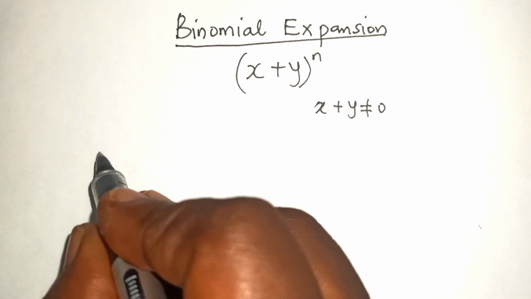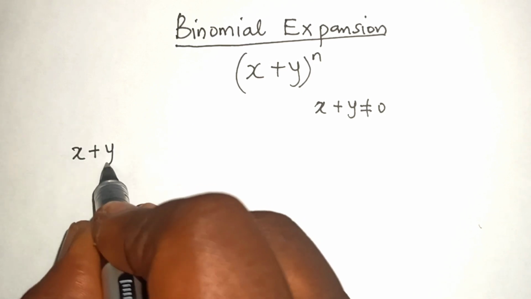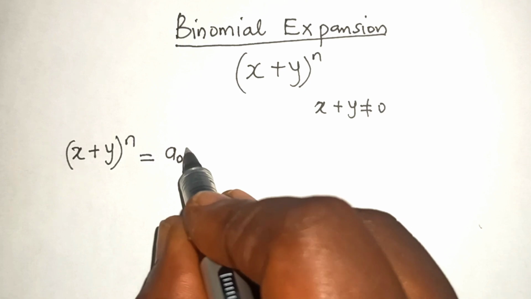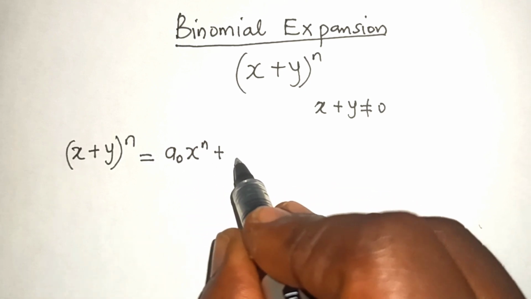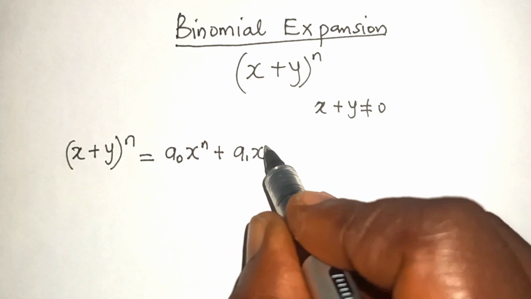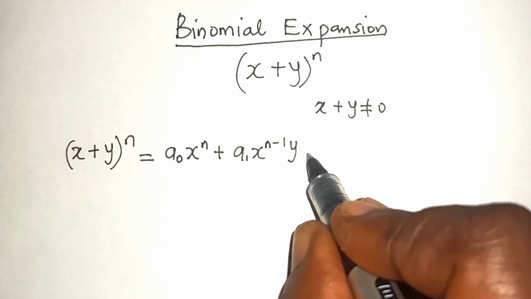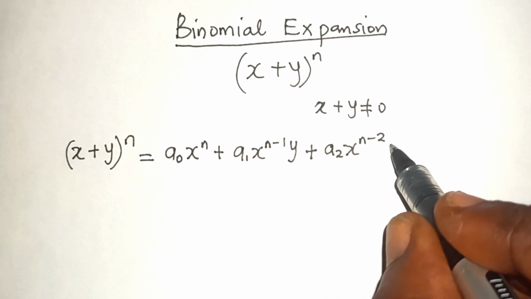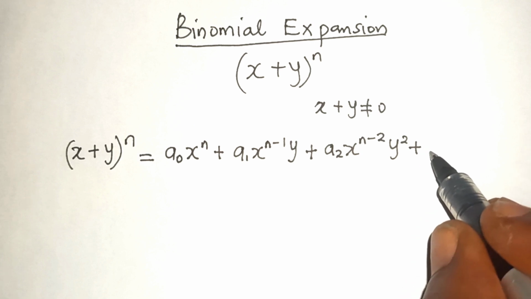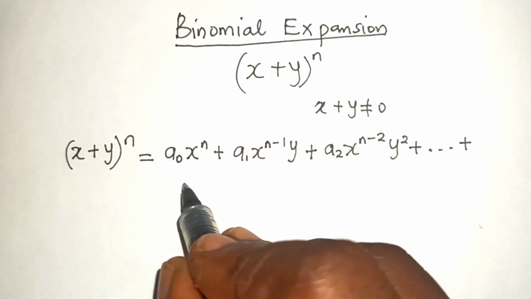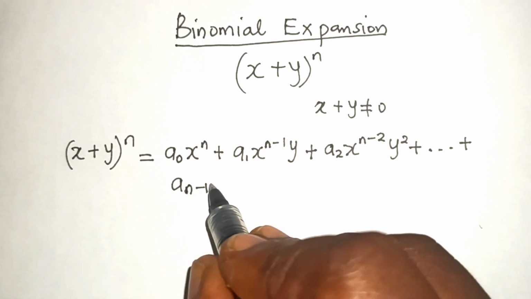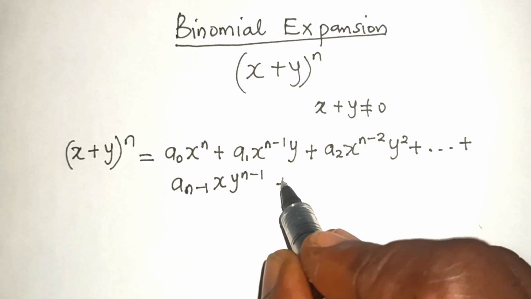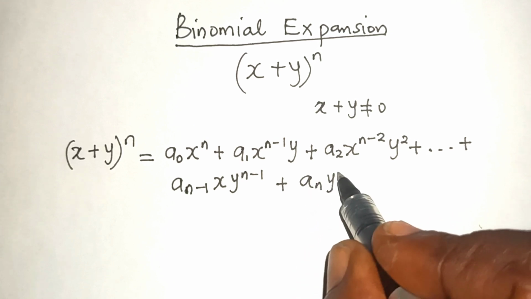It is given by (x + y)^n equal to a0 x^n + a1 x^(n-1) y + a2 x^(n-2) y^2 plus, and so on, plus a(n-1) x y^(n-1) plus an y^n.